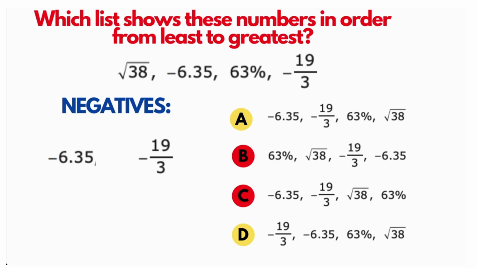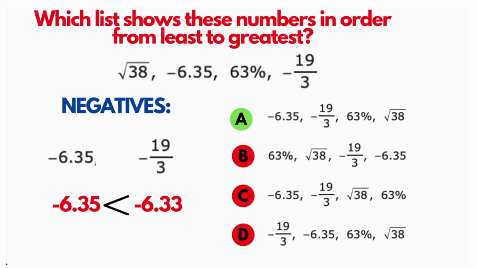Now remember, with negative numbers, the larger the negative, the smaller the value. So let's break these down. Negative 6.35 is already in the format that we need. Negative 19 thirds, you can put 19 in your calculator, divide it by 3, and you'll get negative 6.33 when we take it to hundredths. Remember, the larger the negative, the smaller the value. So negative 6.35 is less than negative 6.33.